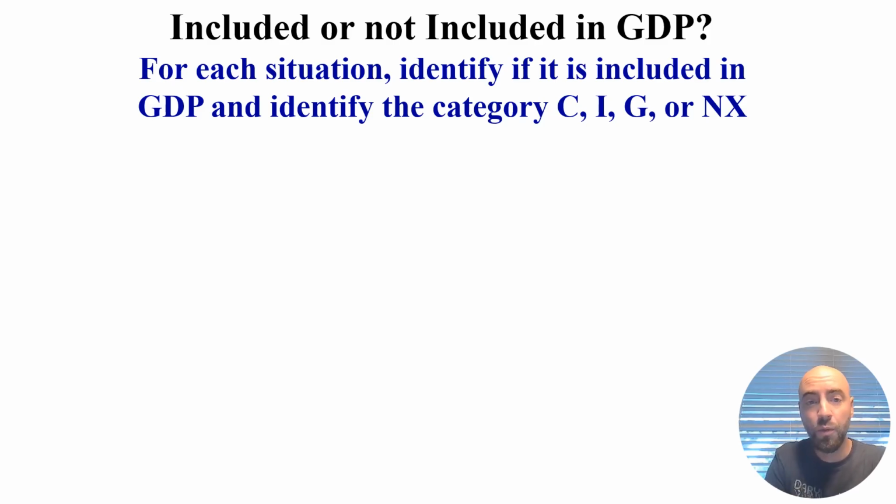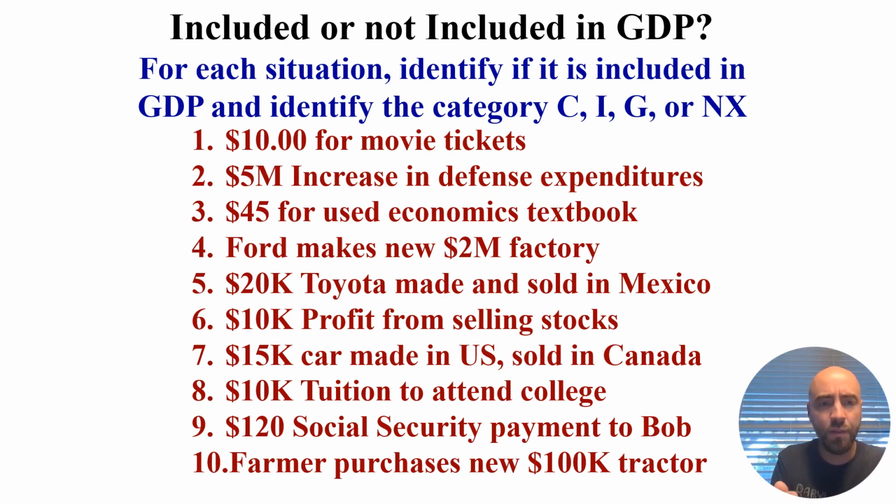What we didn't get to is this idea of what is included and what is not included in GDP. Okay, so I want to give you a chance to do this activity. I'm going to give you these scenarios, and I want you to pause the video and go through each of these 10 scenarios and decide, would it be included in our calculation of GDP? And if so, would we count it as consumer spending, investment spending, government spending, or net exports? So pause the video right here, go through all 10 of these, and then come back and I'll walk through each of these with you.